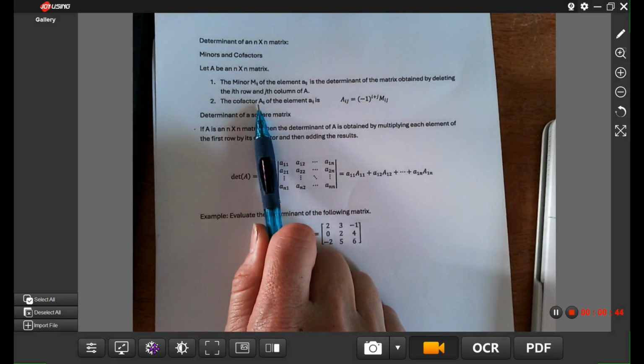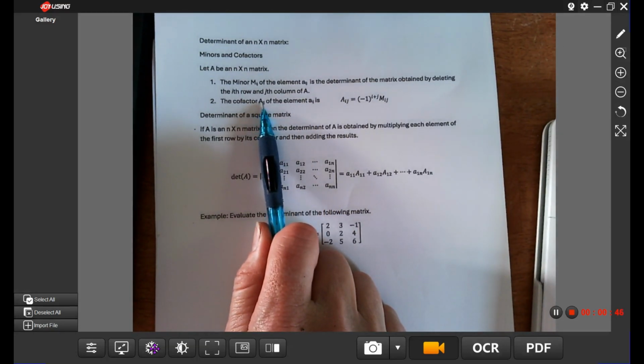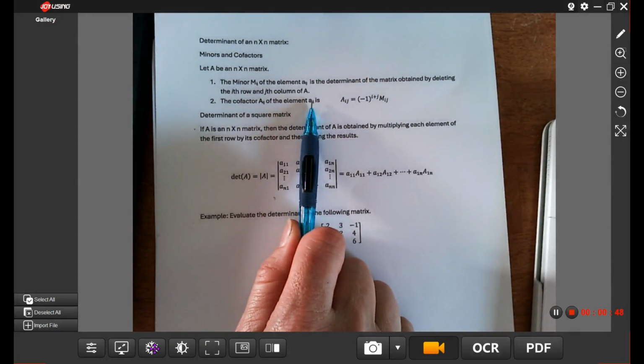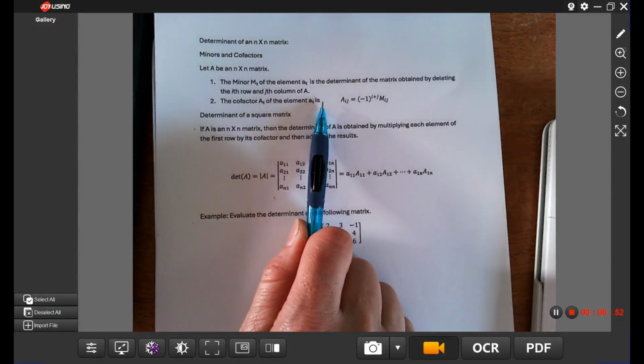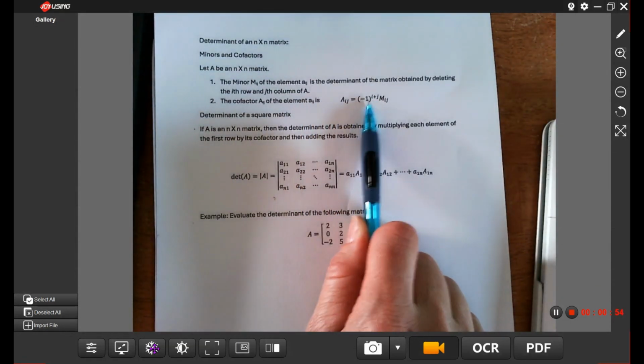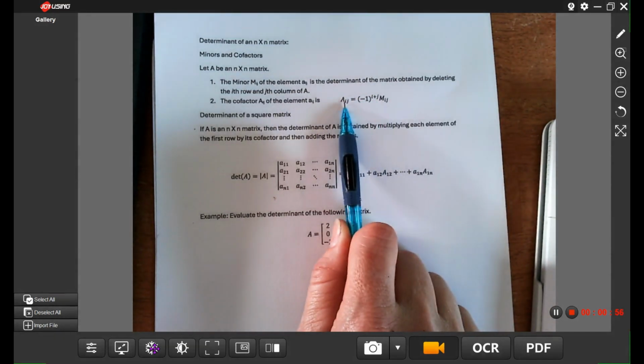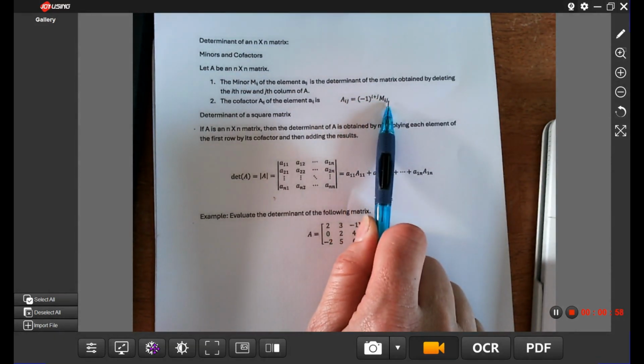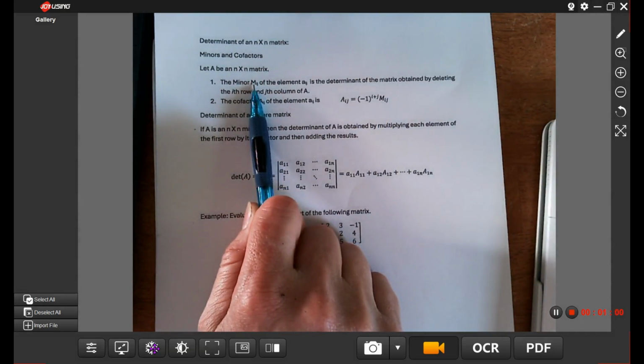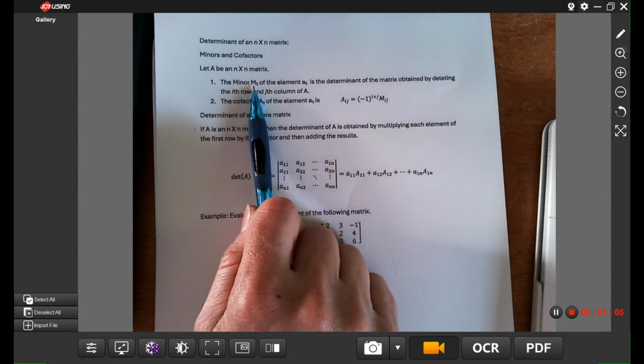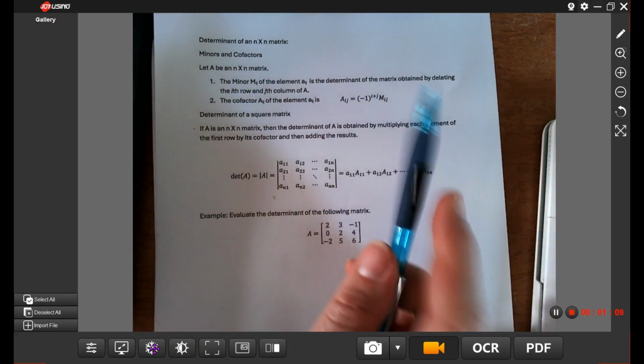And then the cofactor, capital A subscript ij, of the element with the same subscript is negative 1 raised to the exponent, the sum of the row and the column, multiplied by the minor. So the minor is going to look like a matrix, but it's not just the matrix, it's the determinant of the matrix.